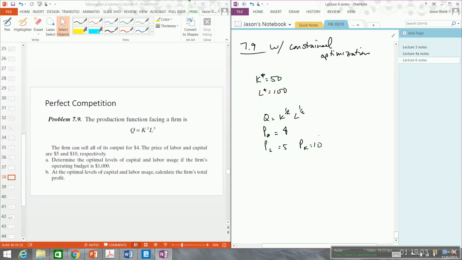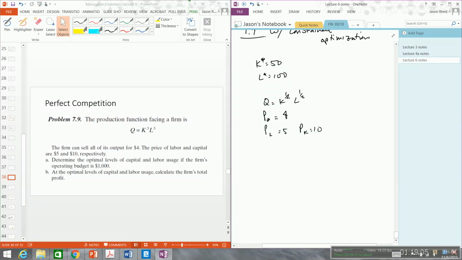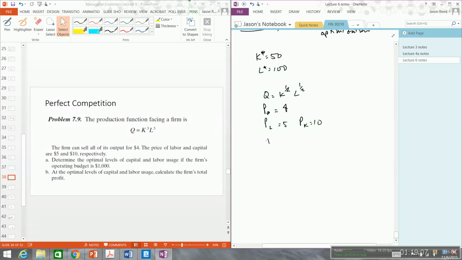I think we can. We also know that the amount of our total cost essentially can exceed $1,000. So we have a few things happening here. We know that TC naught is 1,000. We can solve for total revenue. Total revenue is going to be equal to P sub naught times Q. So that's equal to 4 times K to the 1/2, L to the 1/2.